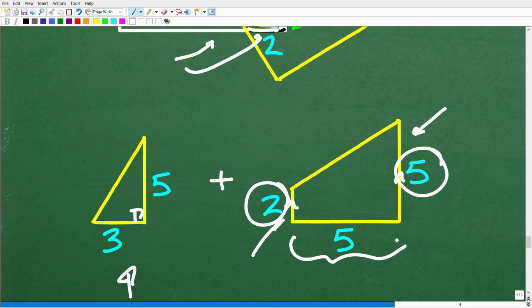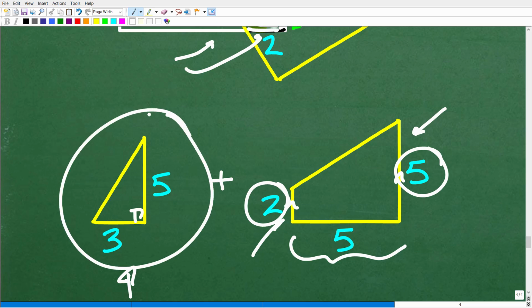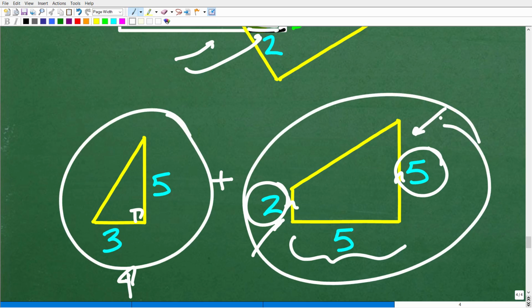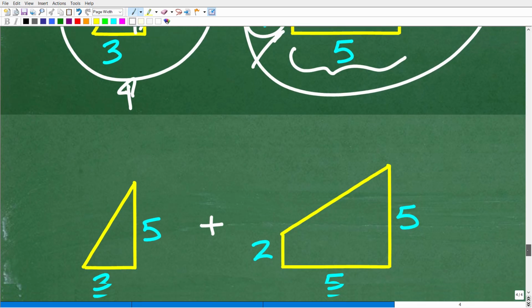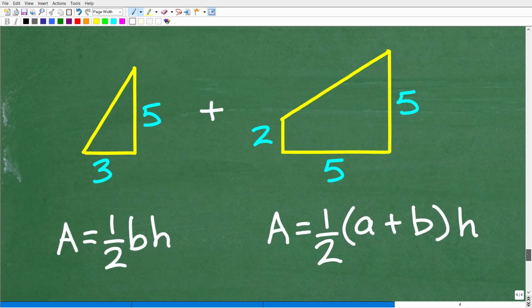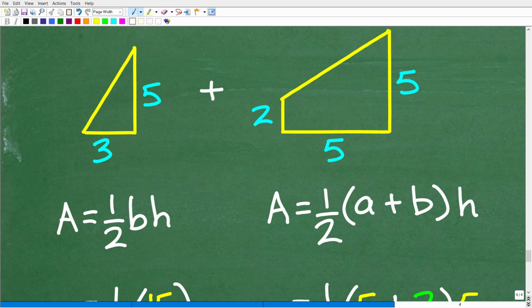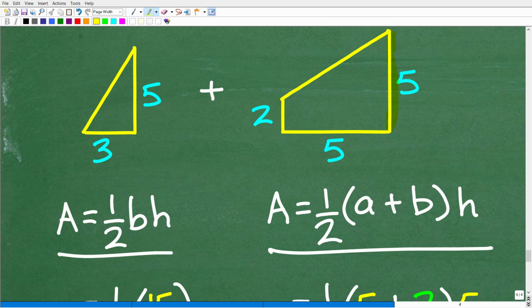Okay, so we got a lot going on here, but we're just about ready to pull this all together. All we have to do is find the area of this triangle and add it to the area of this trapezoid. And let's go ahead and take a look at the actual values and see if this works out to be 25 centimeters squared. All right, so the area of this triangle is 1/2 base times height. The area of this trapezoid is 1/2 (a plus b) times height, where a and b are our bases. Okay, so this could be A, this could be B, and our height is 5.